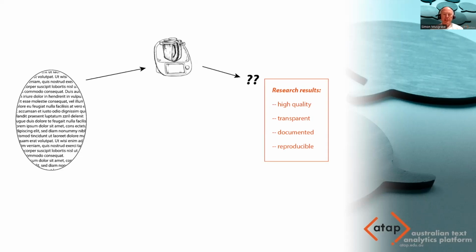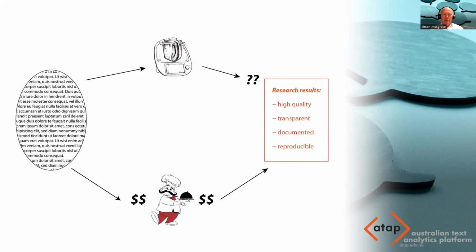One possibility is what we could call the thermomix approach. Put all the ingredients into a machine and push a button. There are sophisticated black box tools for text analysis, such as Voyant tools, and they can provide good results, but they may not do exactly what we want, and the process is opaque. That is, it is not well documented.